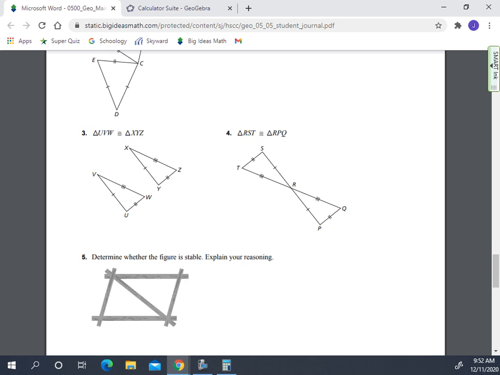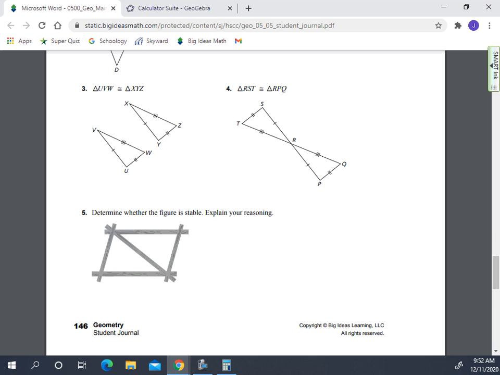Moving on to number 3. UVW is congruent to XYZ. Again, start with the first two letters, UV and XY. Is UV congruent to XY? Between U and V, there's one tick mark. Between X and Y, there's one tick mark. Good. So that checks out.